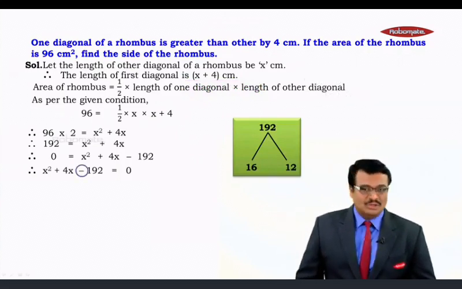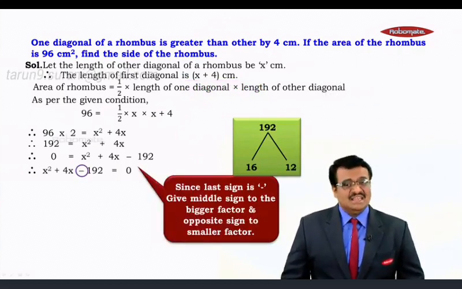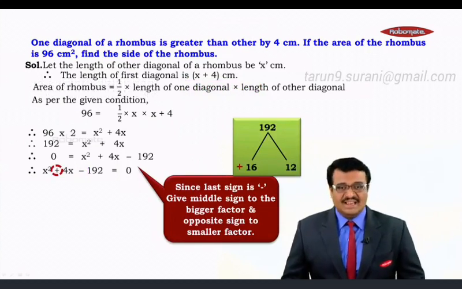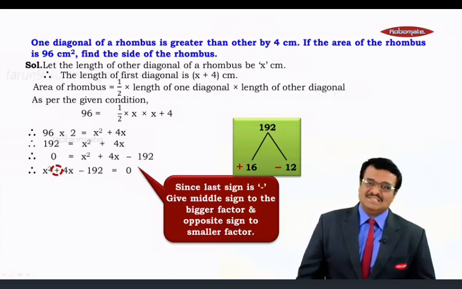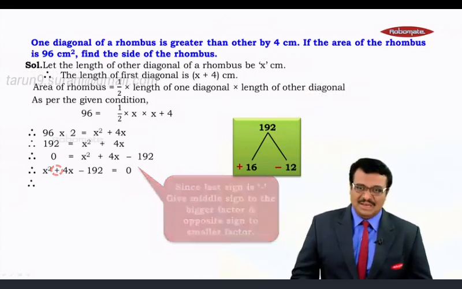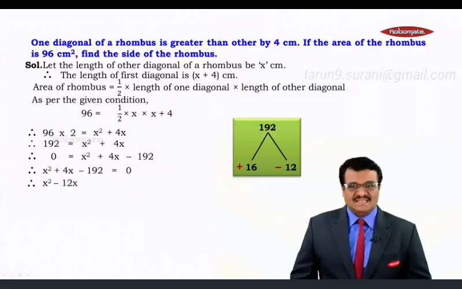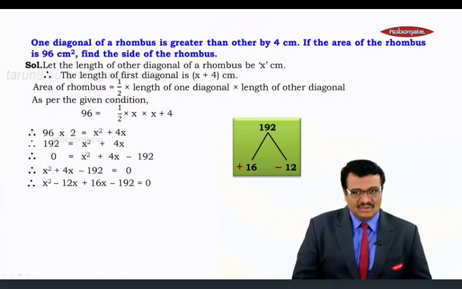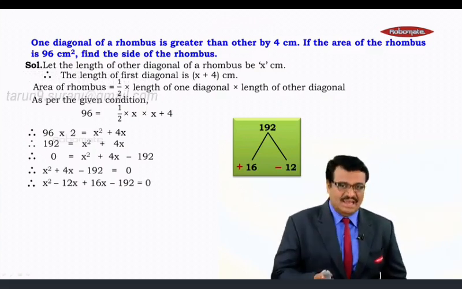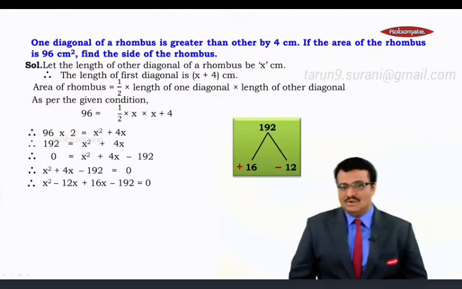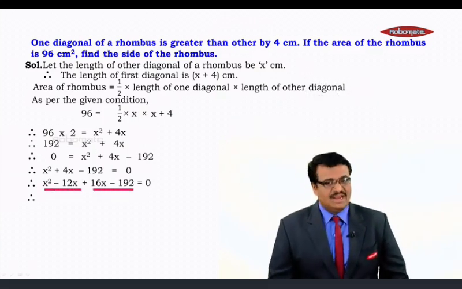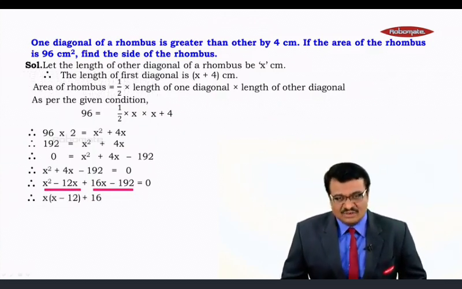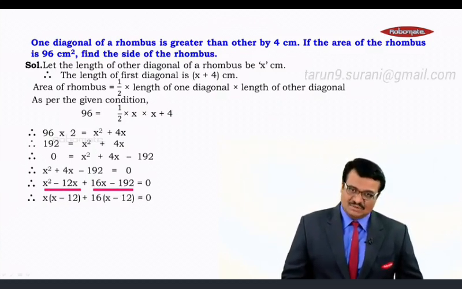Now the signs to be given to both the factors. Since the last sign is minus, the middle sign goes to the bigger factor and the opposite sign goes to the smaller factor. So the bigger factor gets the plus sign, opposite sign to the smaller factor, which is minus. So we get plus 16 minus 12. So what we get is x square plus 16x minus 12x minus 192 is equal to 0. Or we can also write it as x square minus 12x plus 16x minus 192 is equal to 0. Now let us take common. Out of the first two we can take out x common. What stays inside the bracket is x minus 12. Out of the next two we'll take out 16 common. What stays inside is x minus 12, is equal to 0.